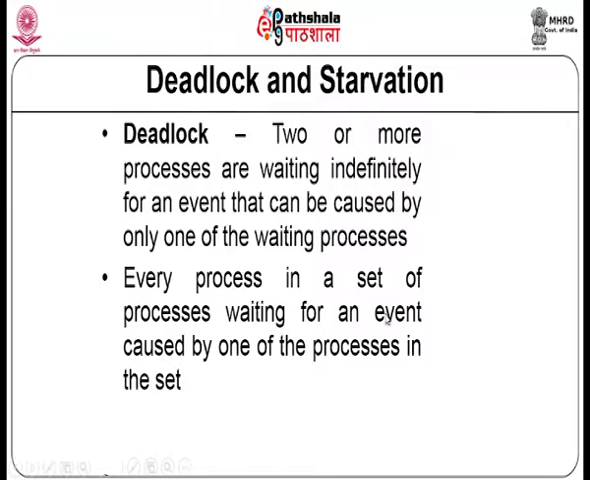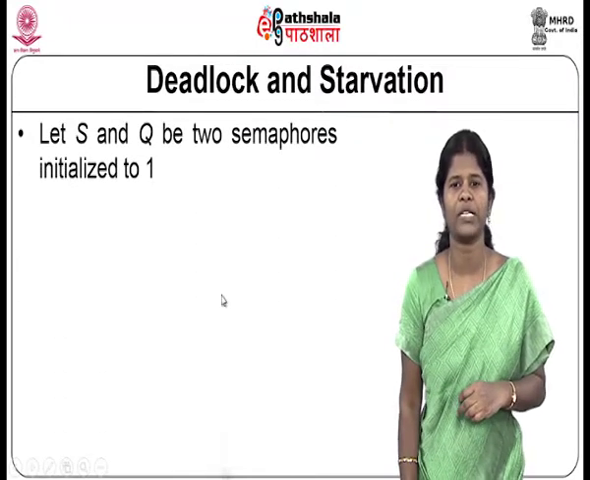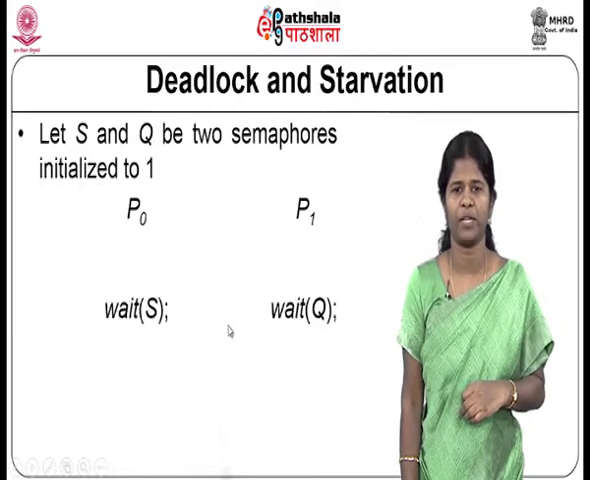So you have a set of processes and every process in that set is waiting for some event, and that event can be caused by only one of the other processes present in the set. So that process which needs to cause this event is also waiting. So that process will not cause this event. Every process is waiting. They may have to cause some event to happen, but that will not happen because each of the processes is waiting. So this will lead to a deadlock situation, in the sense no process will be able to proceed further. And now we will see how this deadlock and starvation can happen with semaphores.